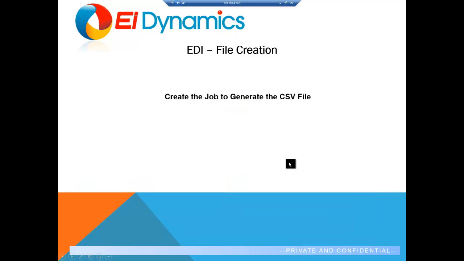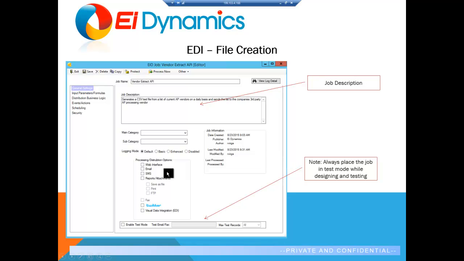The next step, which is the bulk of what we're going to do today, is we're going to create the job that generates the CSV file. So, it's always good to put a description, just a basic fundamental thing. Always good to put a job into test mode. We don't want to accidentally start emailing off CSV files to our bank or processor before we're fully ready to do so, and we've tested everything that we've done. So it's always a good idea to put the job into test mode.